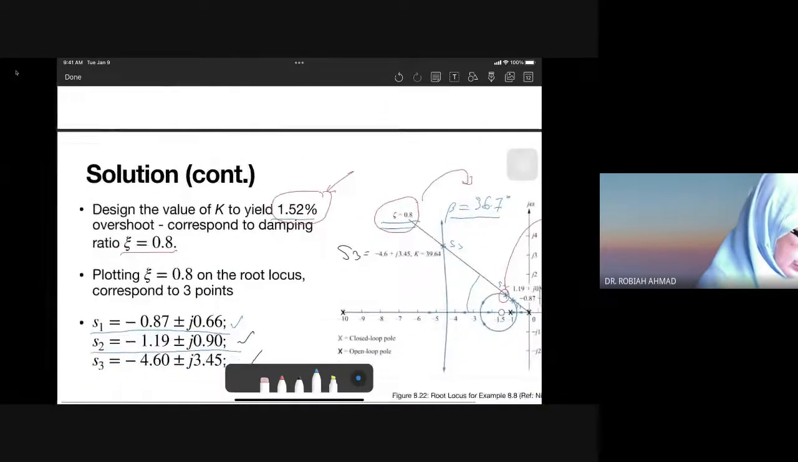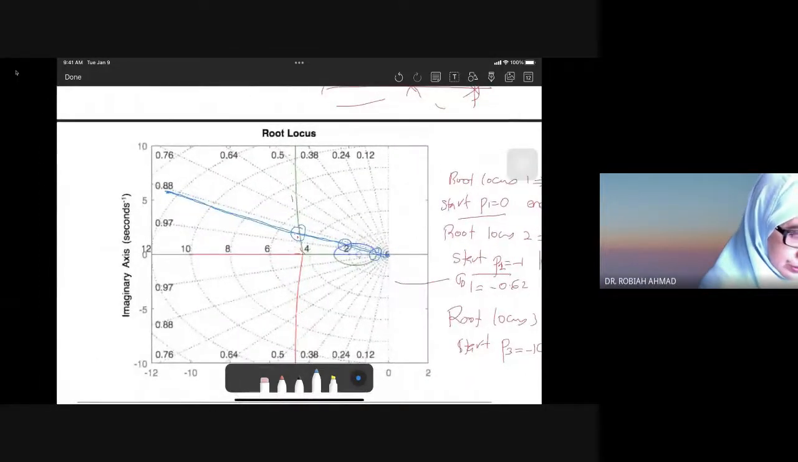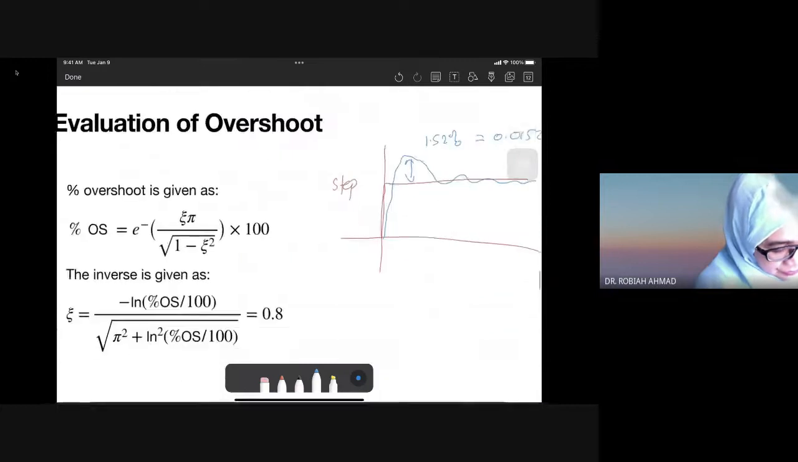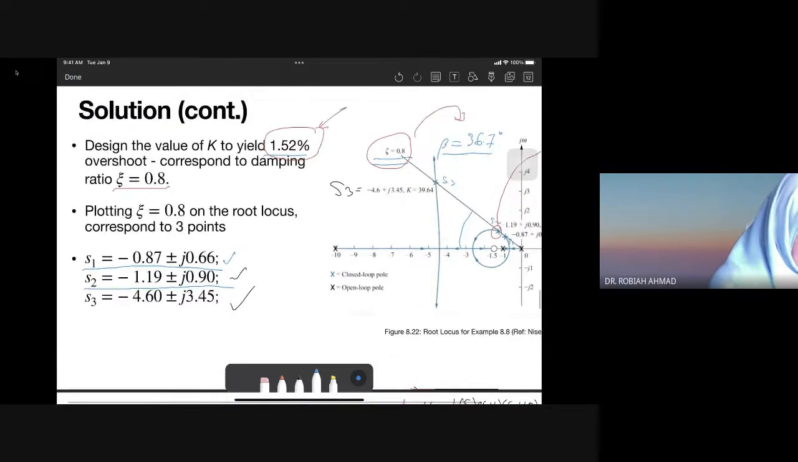Once you have the 3 points, the closed loop poles, S1, S2, S3, you have to determine the point, so you know the x and y axis. I'm giving you the answer. These are the 3 points. Once we have the closed loop poles, we determine what they ask for: K, the settling time, the peak time, and the steady state error.